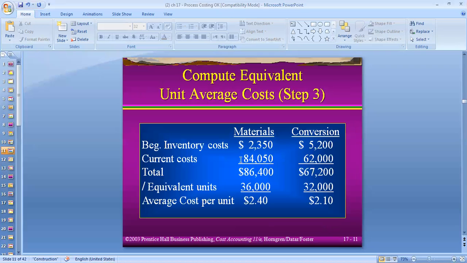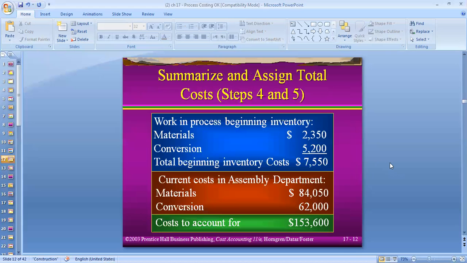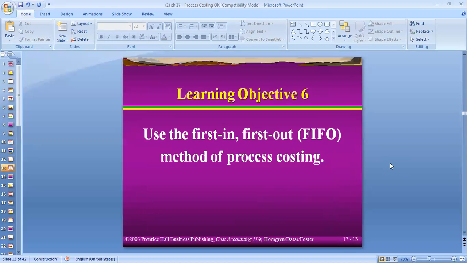That's why we added the cost of the beginning work in process and the cost of the completed of the current cost. So the beginning inventory cost, material and conversion. The current cost for material and conversion. Added together, this is total material. We didn't distinguish between this and that. In the new method, that is FIFO, we have to distinguish. So it's called first in, first out.